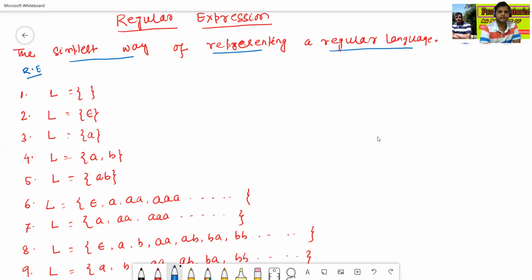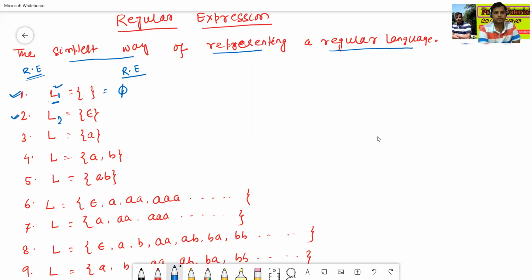The first language, language one, does not contain anything. Language one contains the empty language. So we'll represent language one in the form of a regular expression, which is phi. This is the regular expression of the given regular language. Now we'll see the second example.